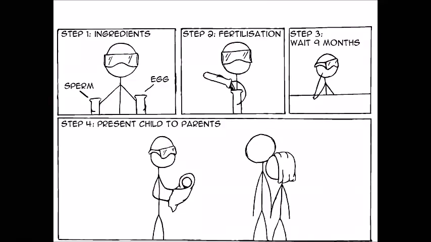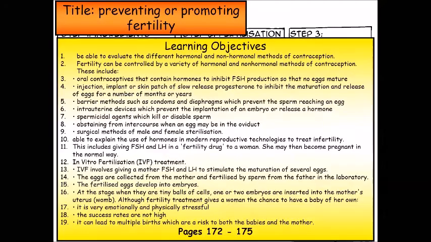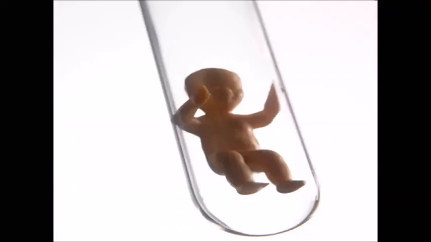Contraception and IVF is all about preventing or promoting fertility. Both are kind of essential at different points. There's lots of couples that struggle to have children, and there's lots of couples that don't want to have children. So these are ways of going around it. It looks quite involved, but actually the principles are quite simple.